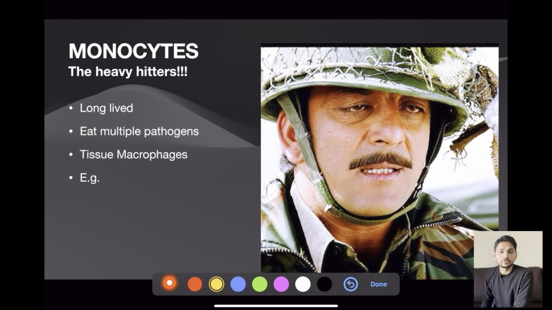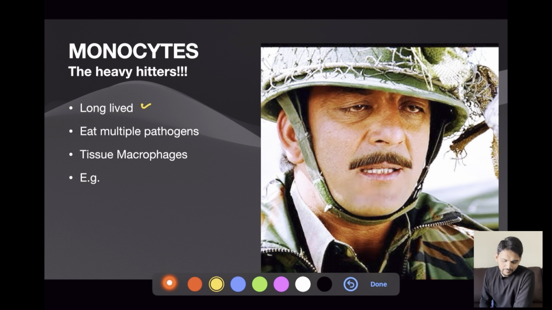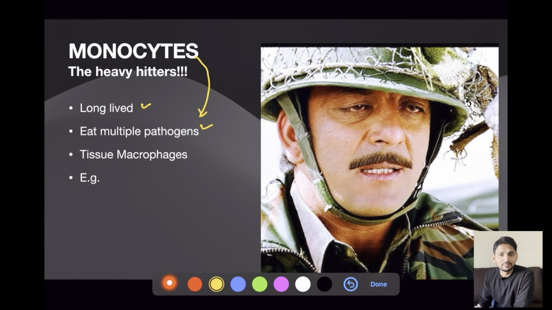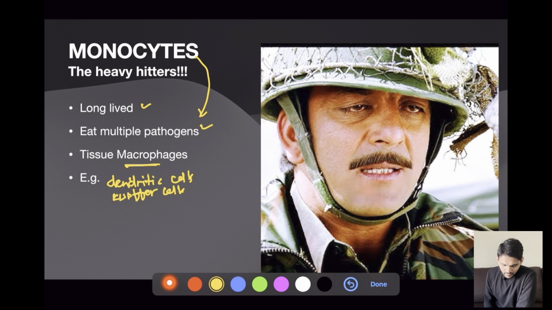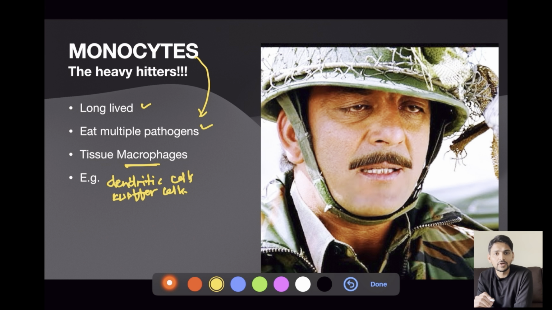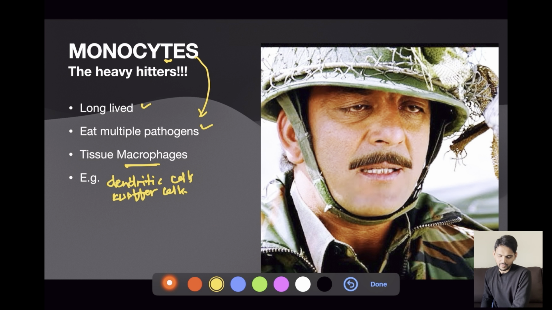Then comes the monocytes. They are nothing but the heavy hitters. They will be long lived. They will not die that easily. And they can eat multiple pathogens, right? And whenever the same monocytes enter some tissues, they will be called macrophages, tissue macrophages. You might have heard some examples like dendritic cells. Dendritic cells, where do you see that? In the skin. Similarly, Kupffer cells, right? In the liver, like that. At particular tissues, they have different names, but basically they are nothing but monocytes.